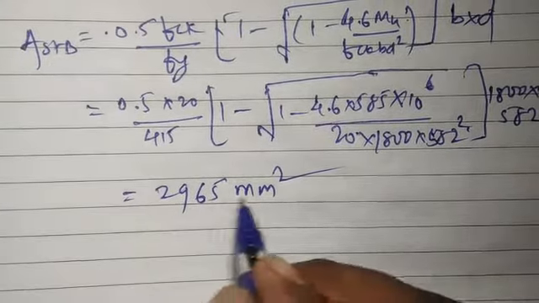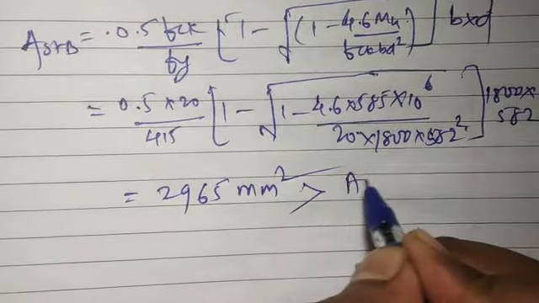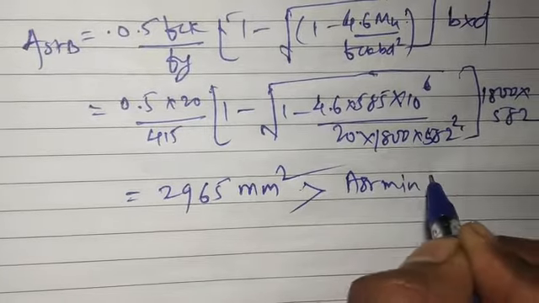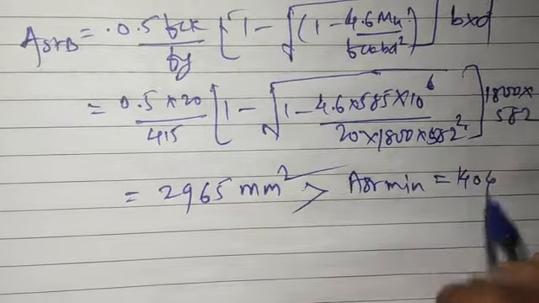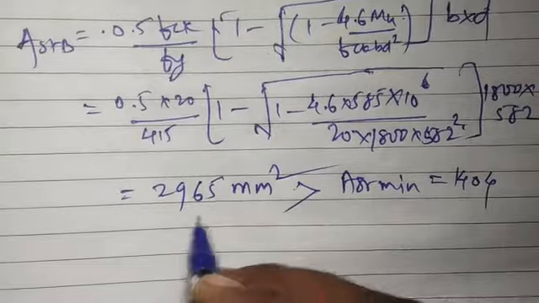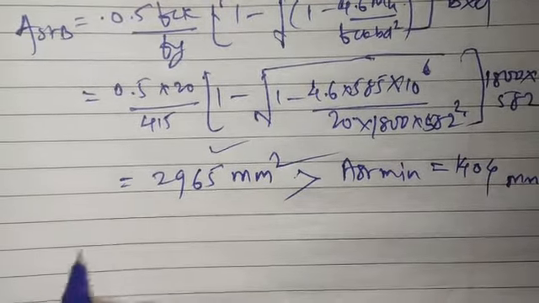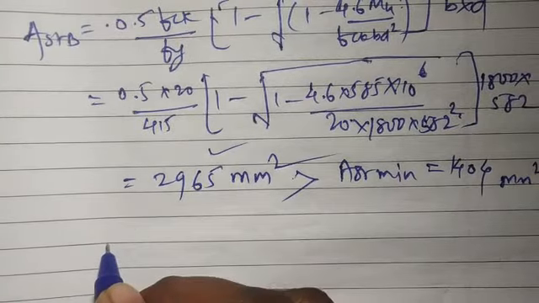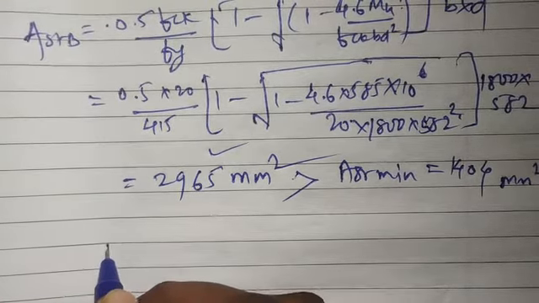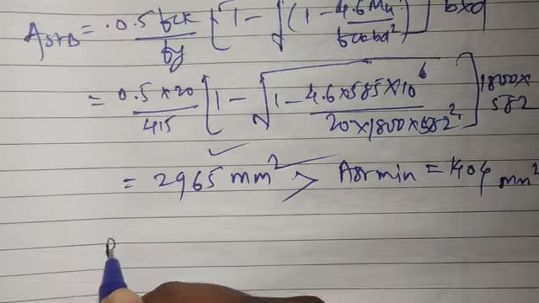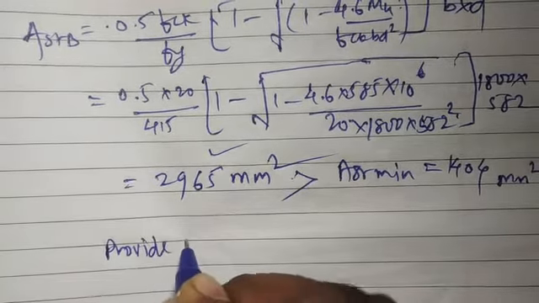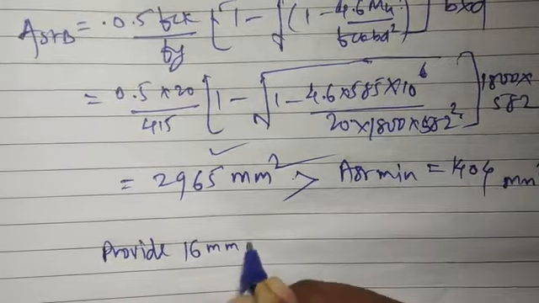Now this is greater than the AST minimum, which is 1404. So it is okay to provide this area of steel. So I will find out the number of bars. Provide 16 mm 5 bars.